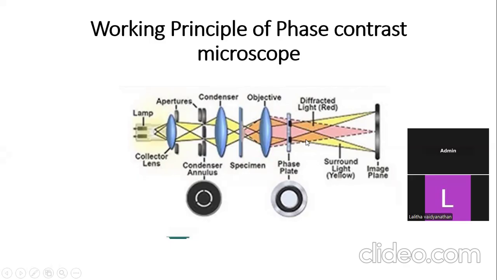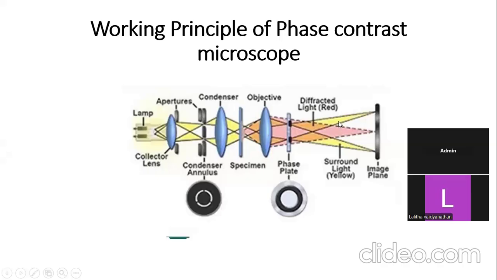Yes, the diffracted light is the light that interacts with the specimen. So you can see this is going to interact with the specimen and change its phase due to variation in the refractive index. When the light falls on the specimen, it gets diffracted due to the high refractive indices. Okay. And what is this surround light? That is the yellow color light.